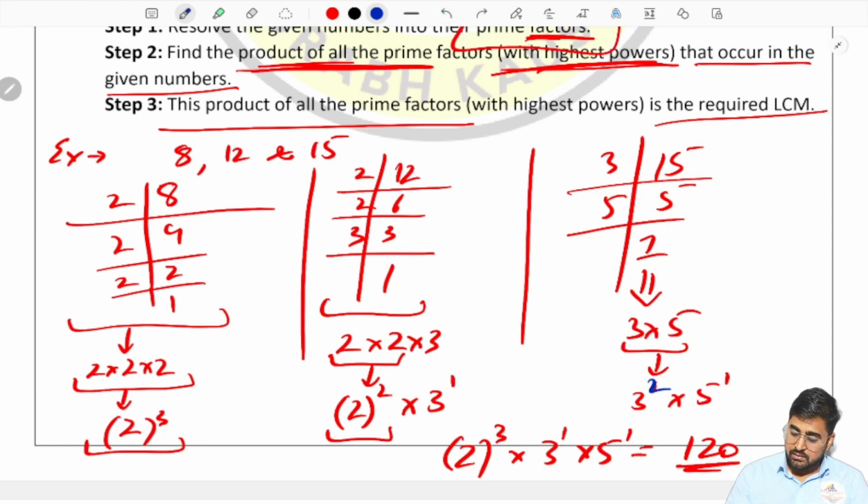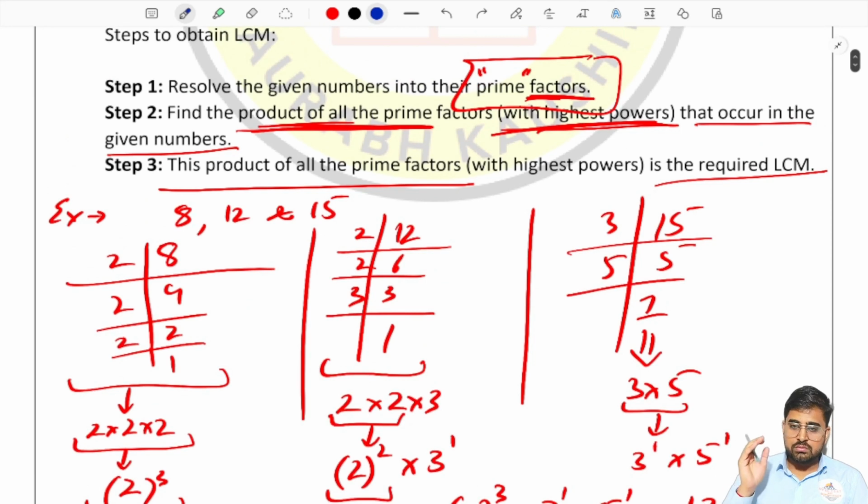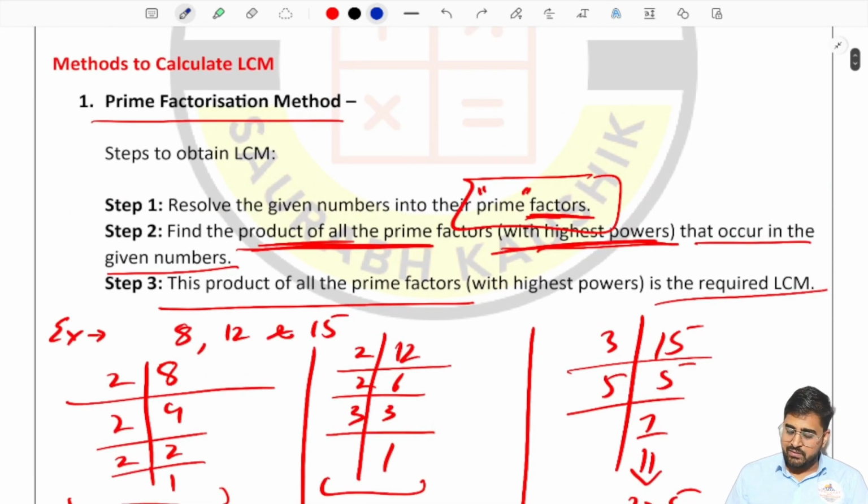And similarly, if there is a 5 to the power 5 here, then we will take the 5 to the power 5. So we have to consider the highest possible power in the product. Okay. So that's how you take the LCM using the prime factorization method. Let's move to the next method.